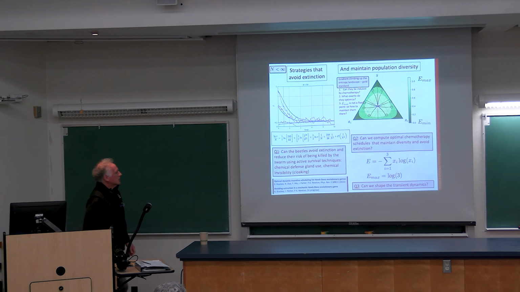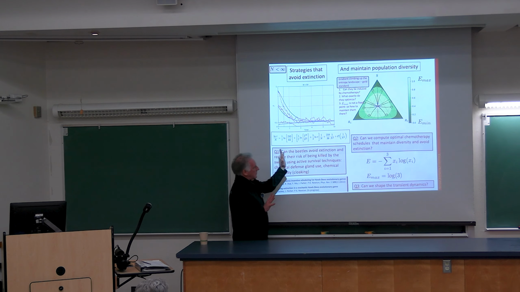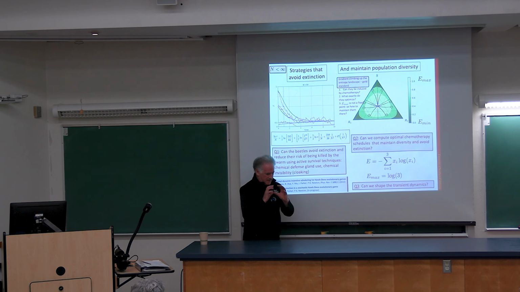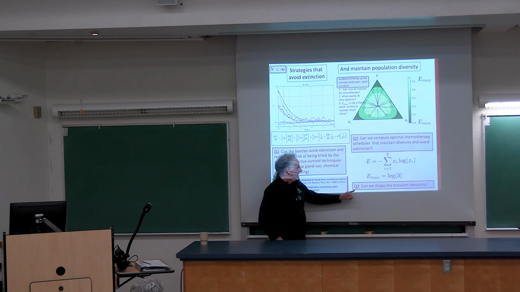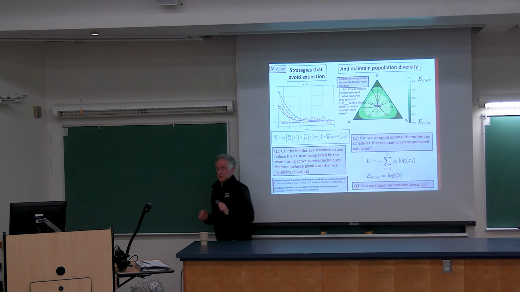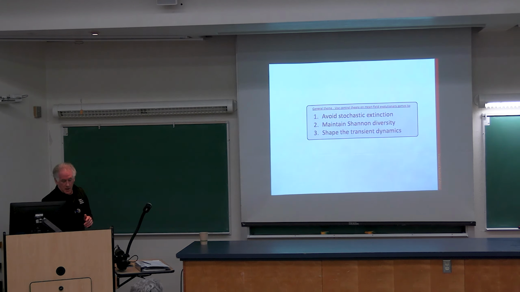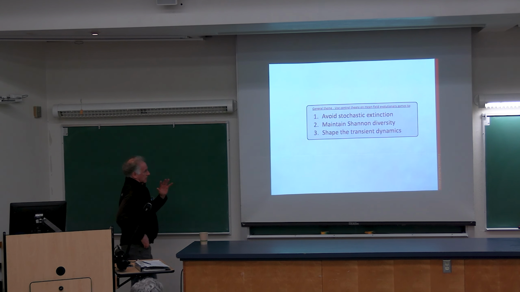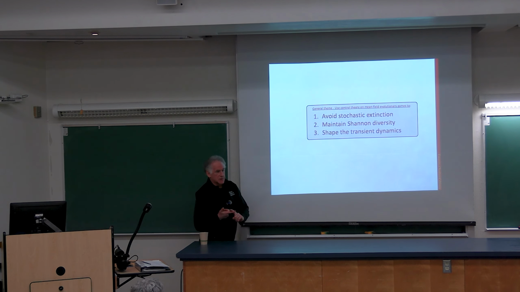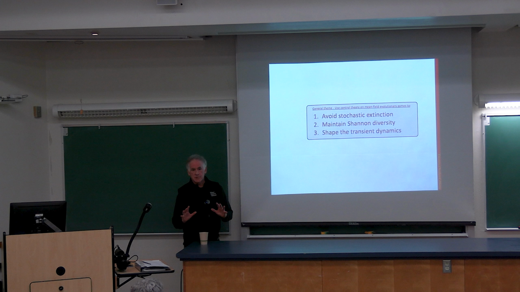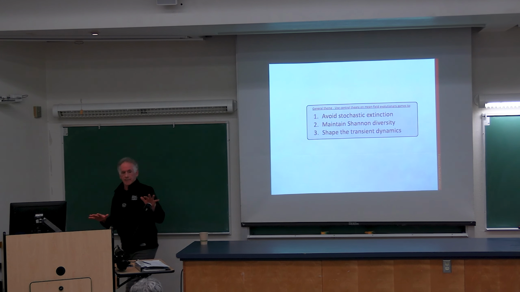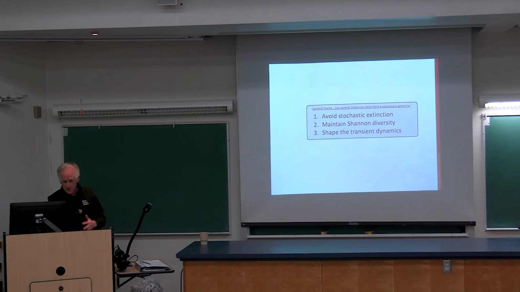All right. Everything I've said, I would pack in a single little phrase, and that is, can we shape the transient dynamics associated with these interacting subpopulations? So the general theme of most of what I do is use control theory on mean field evolutionary games to avoid stochastic extinction, to maintain Shannon diversity, and to shape the transient dynamics in beneficial ways. So I'll walk you through examples of these things.